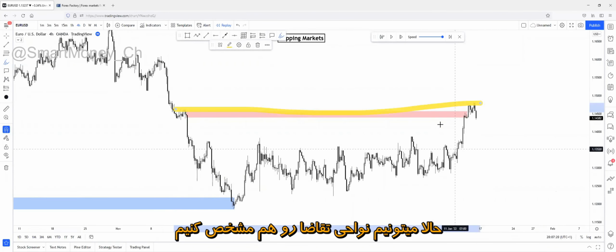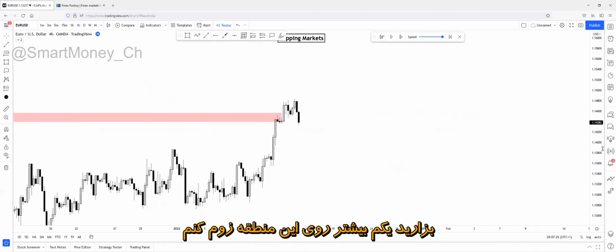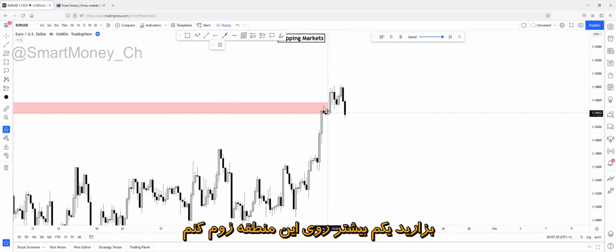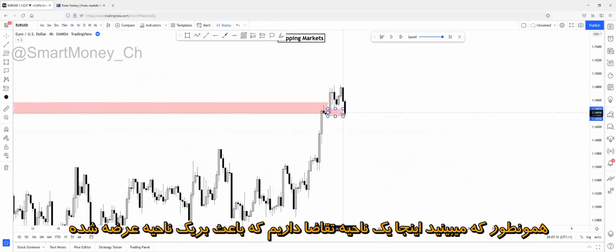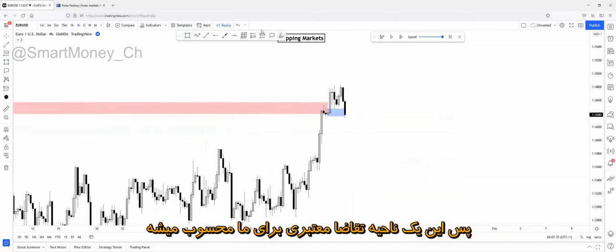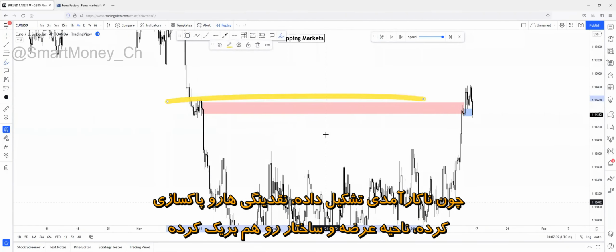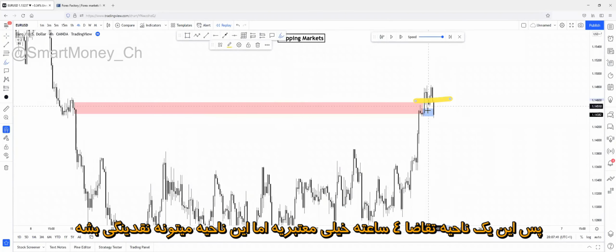We can mark demand zones out also. Let me just zoom in and focus on this region. As you can see, we have this demand zone right here that was leading to a break of this supply zone. So this will be a pretty valid demand zone for us because it created inefficiency to the upside, swept the overall liquidity, broke the supply zone, broke structure. So it's a pretty valid 4-hour demand zone.